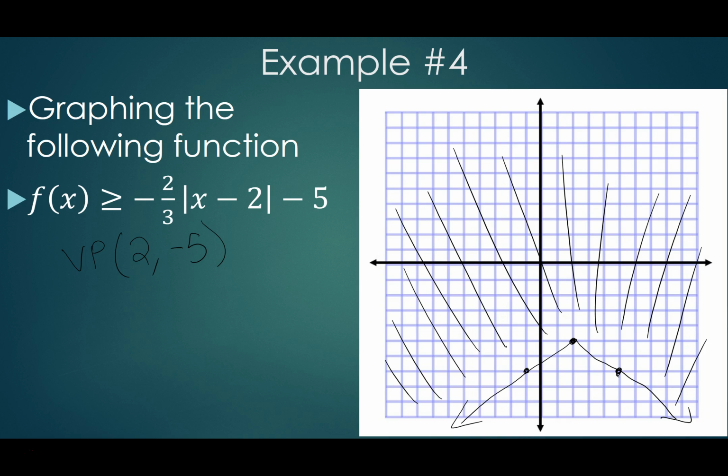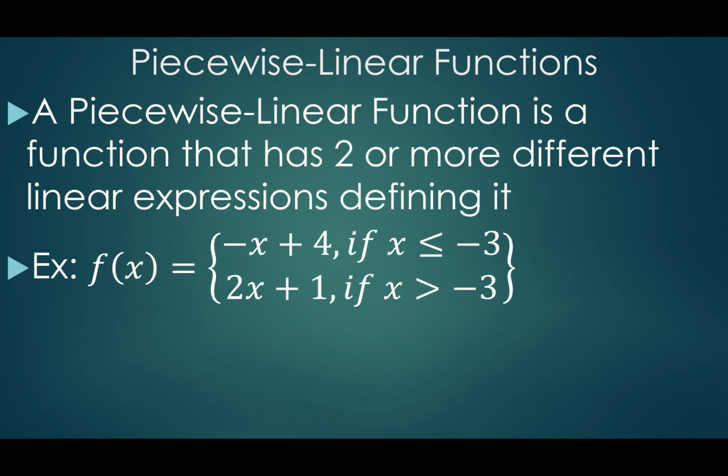Okay, so that's our absolute value functions. Now the piecewise function is one that's defined as 2 or more linear expressions creating the expression itself. For this year, I think we're only going to deal with 2 linear expressions. We're not going to deal with 3 or more. So this is an example of what a piecewise function looks like. F of x is equal to negative x plus 4 if x is less than or equal to negative 3, whereas it's 2x plus 1 if x is greater than negative 3. It's 2 different possibilities based off what our x value is.